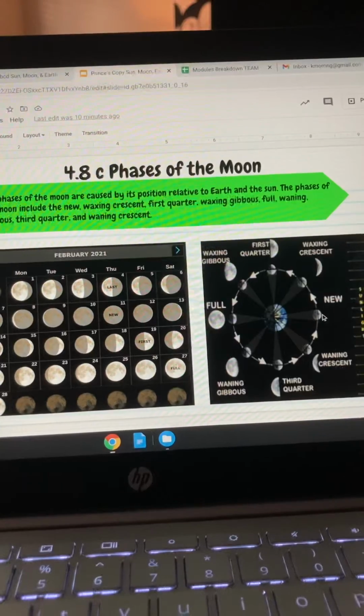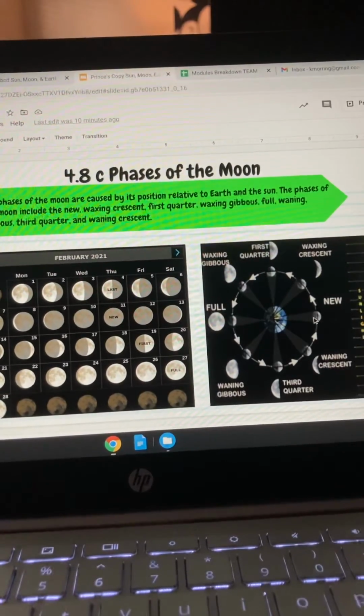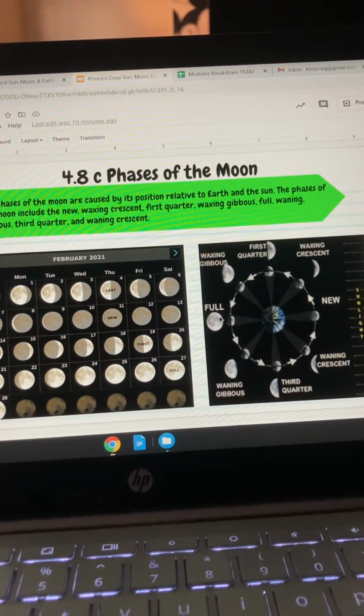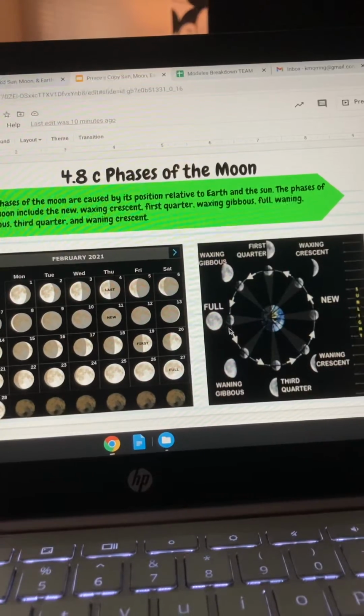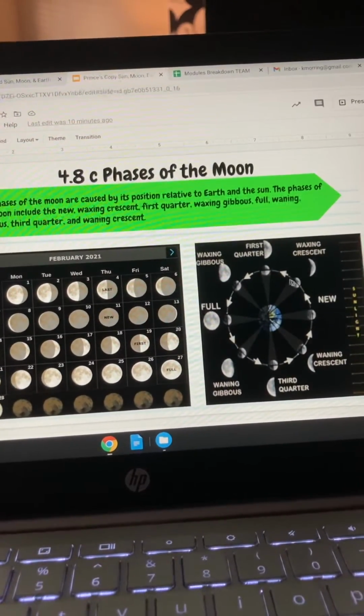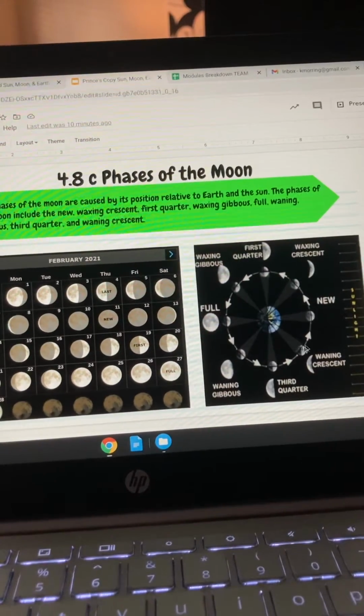So the new moon is when we don't see anything in the sky. It's all shadow. And then as it gets bigger, it's waxing until it's a full moon. And then as it gets smaller, it's waning until it is a new moon again. Waxing to bigger, waning to smaller.